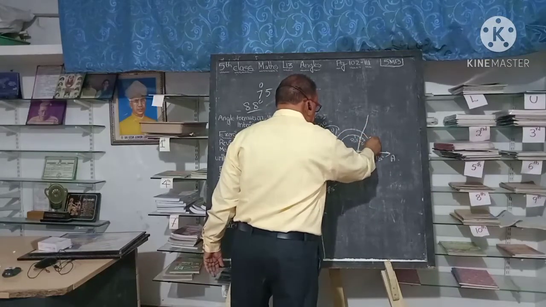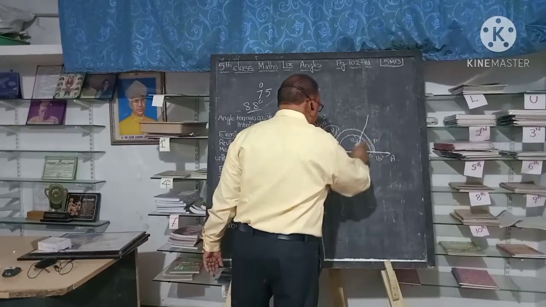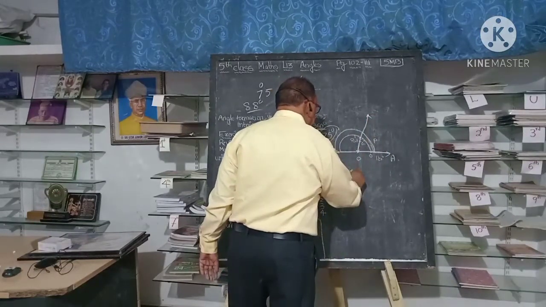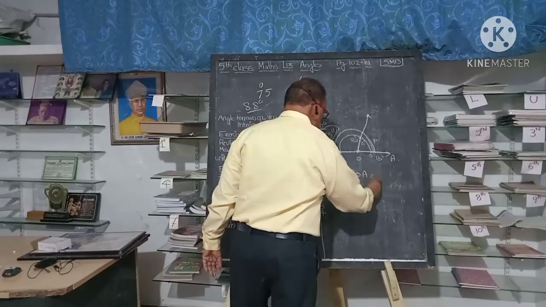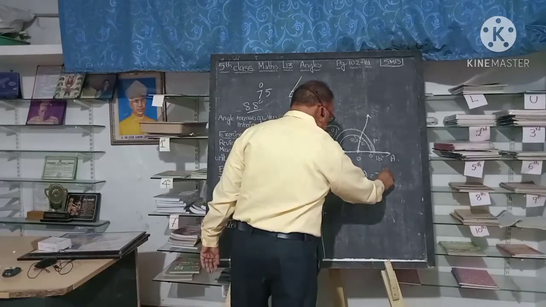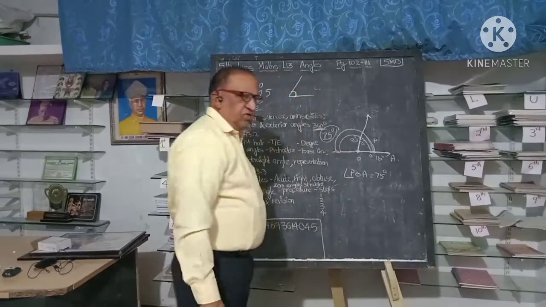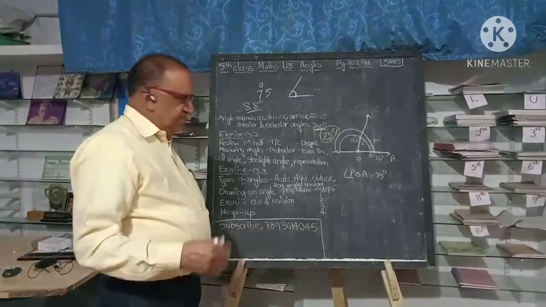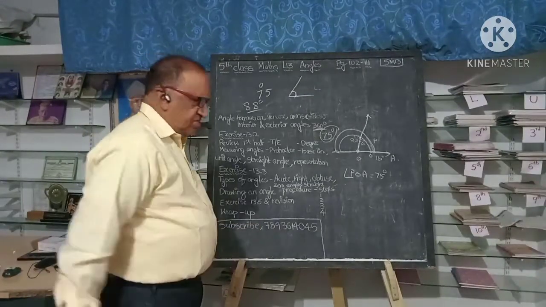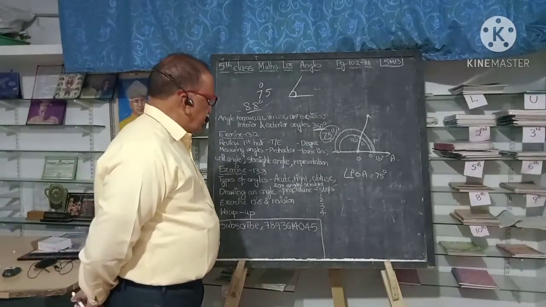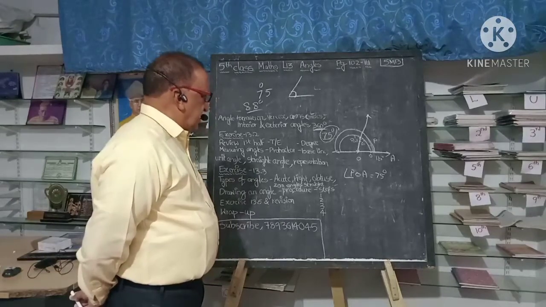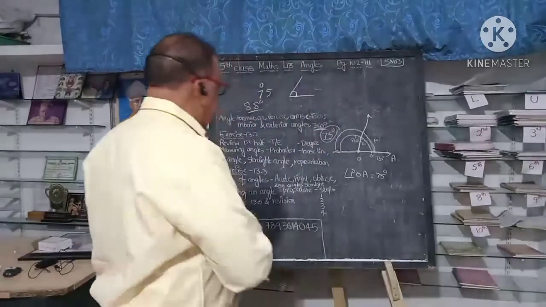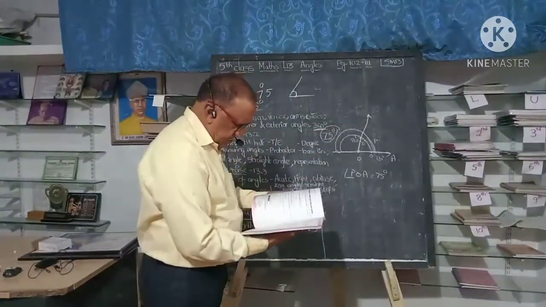This point is, let's say, P. Join OP and extend it. So then the angle POA is equal to 75 degrees. That's how you draw. So when you want to draw a particular angle, you first draw a ray, then mark the points O and A. Make the baseline on the protractor coincide with that, and then measure the angle on the inner circle.